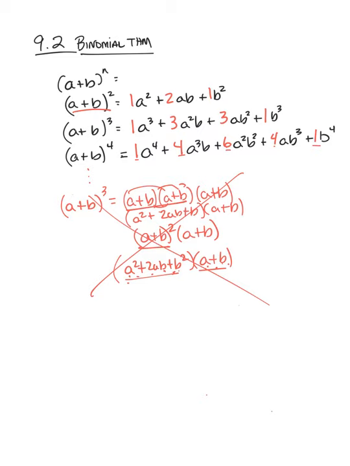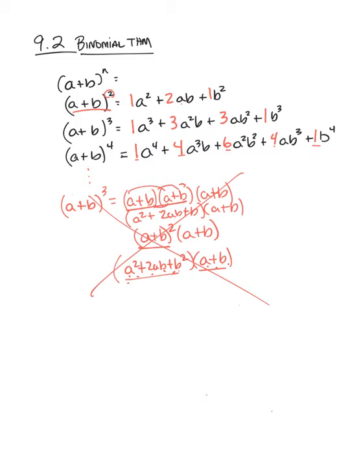There's also a nice pattern to the letters and their exponents. You notice that this went a squared, then a to the first, and then no a at all, in other words, a to the 0. And the b's are no b at all, in other words, b to the 0, which is 1, and then b to the first, and then b to the second. So the a's started at a squared and went down by 1 each time until it got to a to the 0, and the b's started at b to the 0 and went up by 1 each time until it got to b squared.